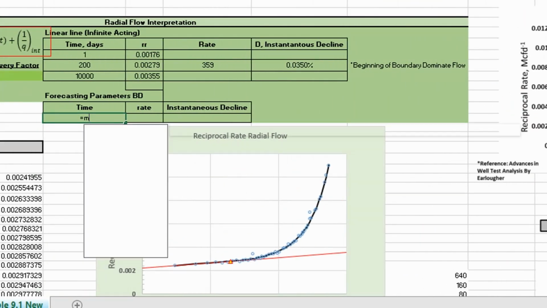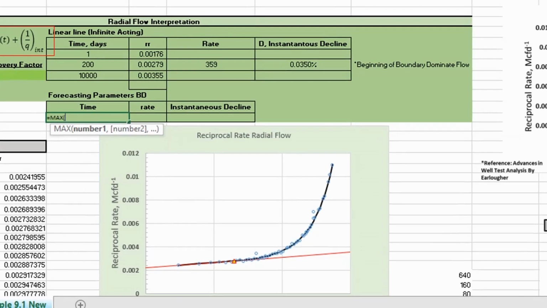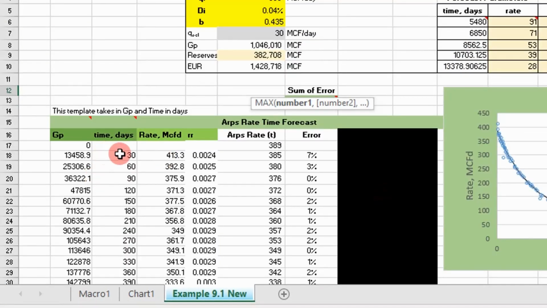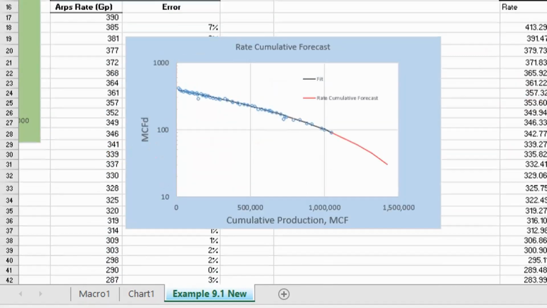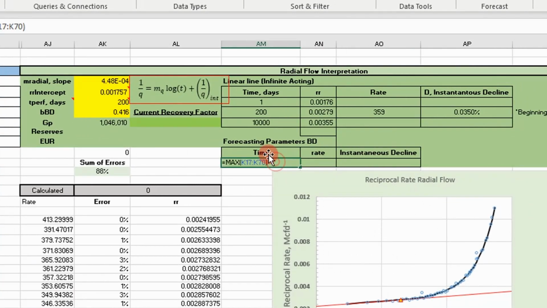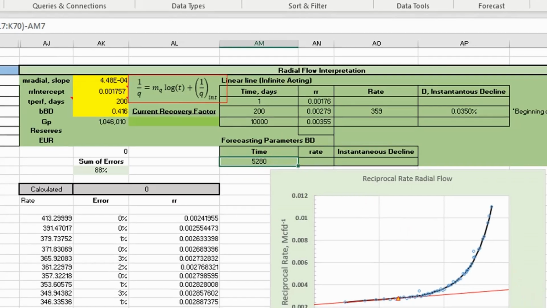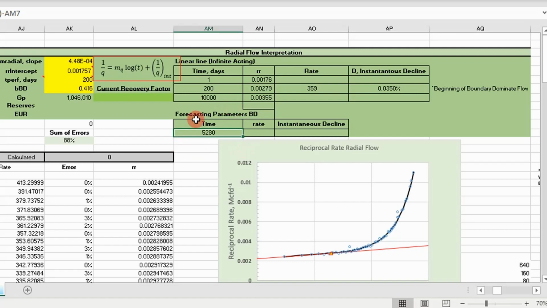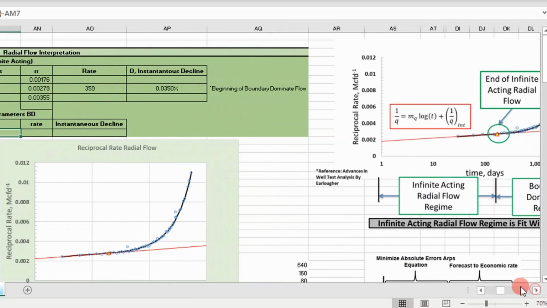So it's going to be the maximum of our time data points here, the last point in time. And then I have to subtract the time produced to the end of radial flow, because I'm restarting my boundary dominated flow regime at this point. So that's how much time I've been in the boundary dominated flow regime right there.